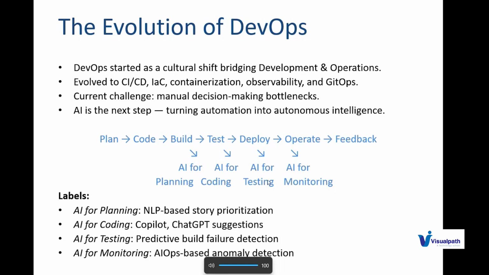Now, if you see this part, AI for planning, there is something called NLP, natural language processing. What is natural language processing? In the upcoming slide, we'll get to know. For coding, we already know we are taking help from so many things: Copilot, ChatGPT, Gemini, and all, right? Again, testing and monitoring are things which, if I tell you now, you'll not be able to understand right now, because you have not heard of these terms yet.